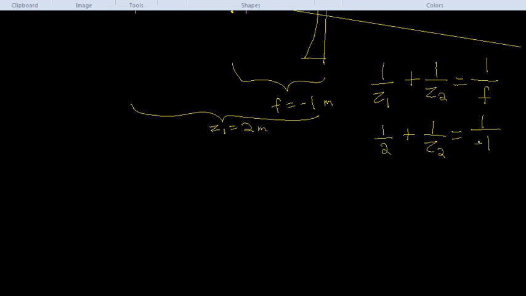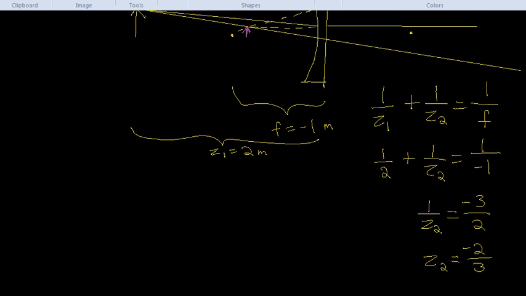Now if we solve this equation for z2, we subtract 1/2 from both sides, so we get 1 over z2 is equal to negative 3 over 2. And then if you invert both sides, there are many different ways to change this, you have negative 2/3 as z2. Negative 2/3.